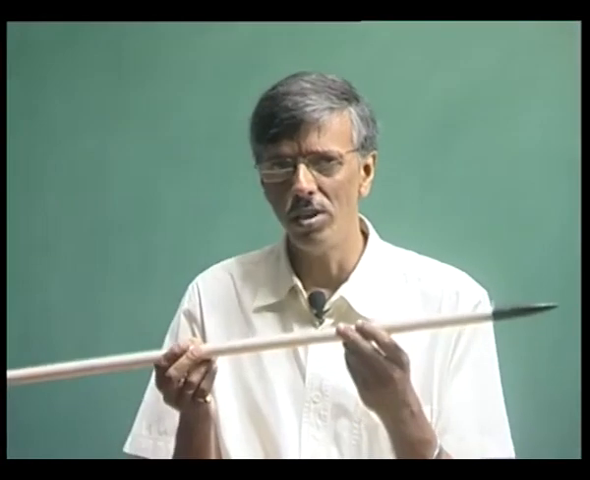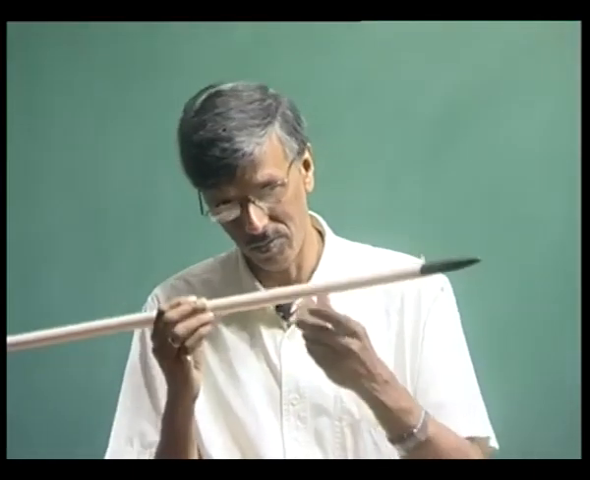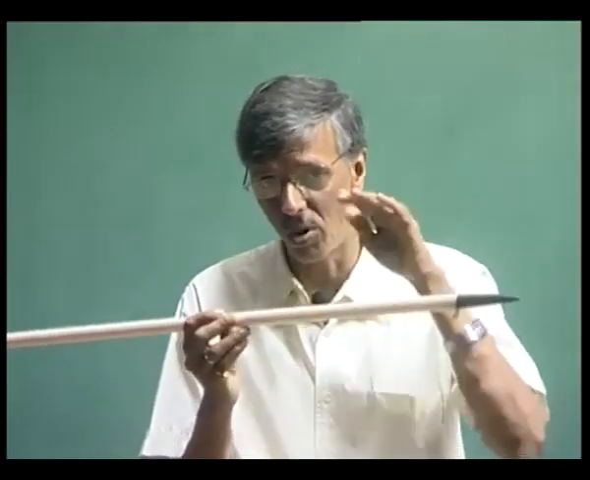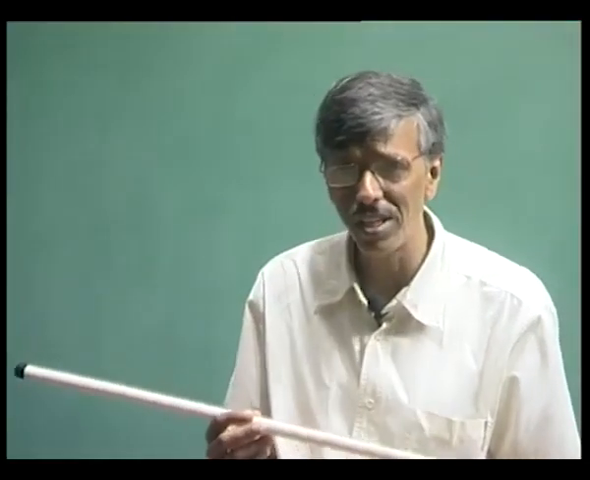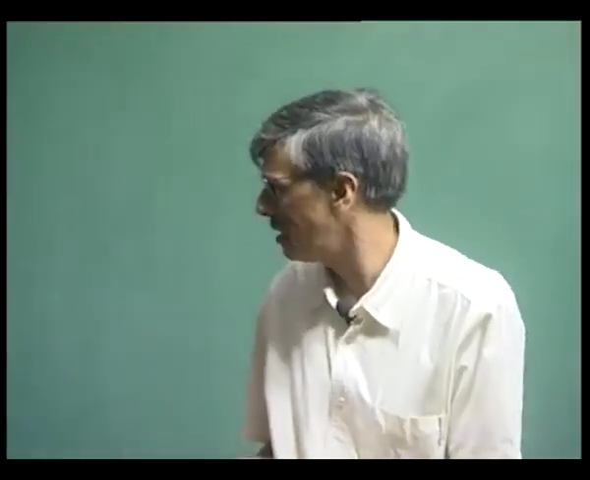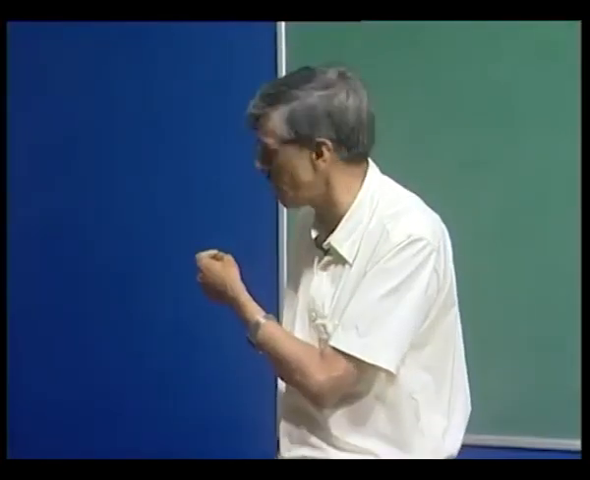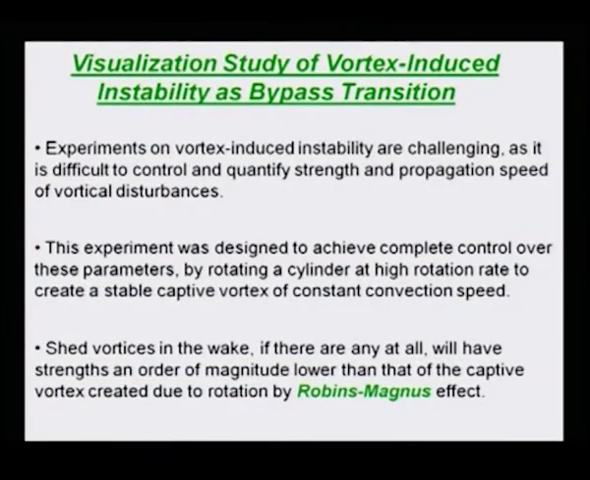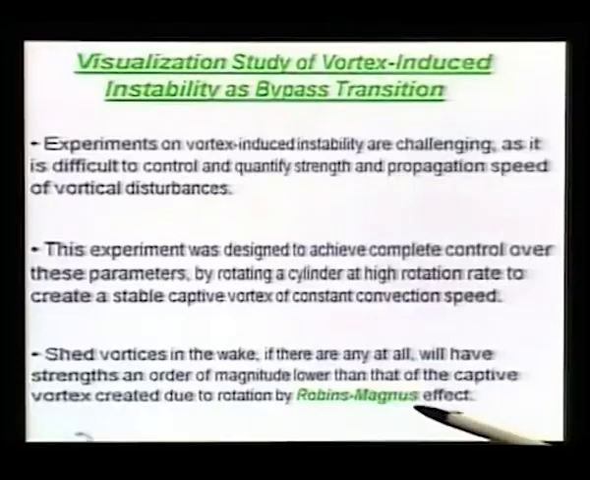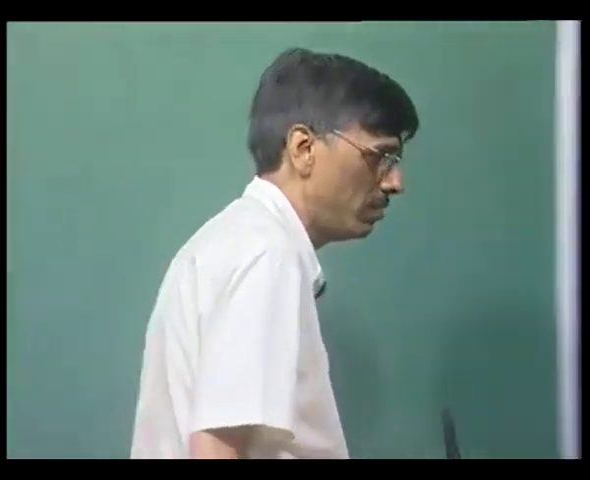Earlier experiments have shown that if the surface speed imposed by rotation is more than twice the speed of U infinity, the oncoming flow, then the shed vortices are negligible. Even if there are trace amounts, we'll show visual experimental signature that those strengths are orders of magnitude lower, so you don't have to worry about that. So what we actually did was use the Robbins-Magnus effect to create vortex-induced instability.